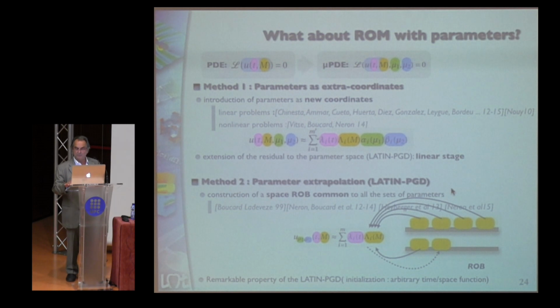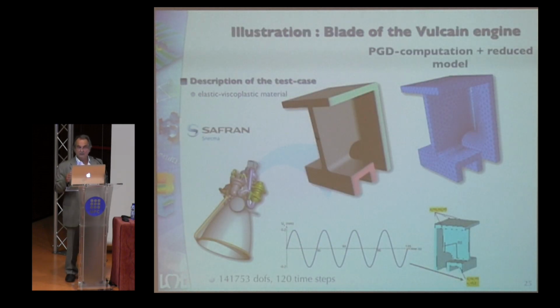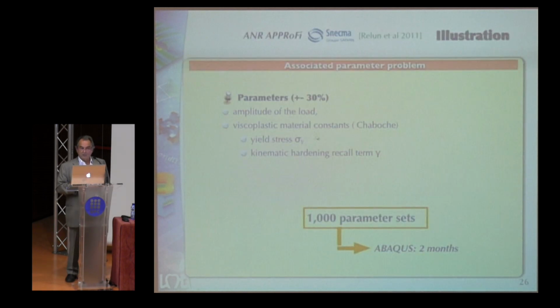So I have not the time to give many illustrations, so I will give only an illustration related to method 2. So here it is related to the blade of the Vulcain engine, so I am not able to show the true geometry. So here, yes, you see the problem. We prescribe the displacement here. We have 4 cycles, 3 parameters, and you see here the amplitude of this parameter. So the first parameter is the loading, and you have 2 material constants.